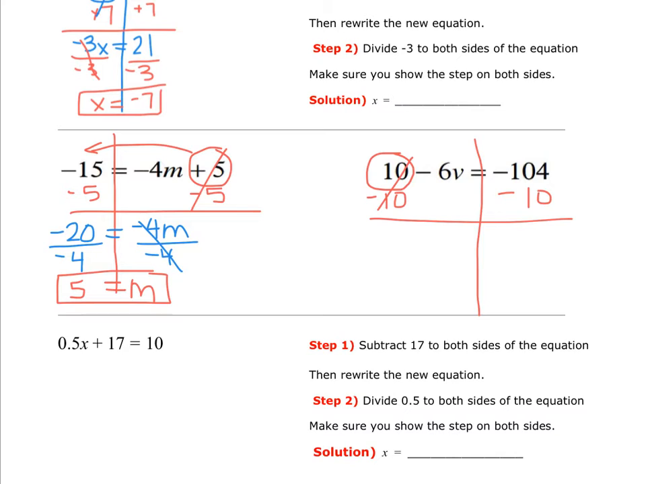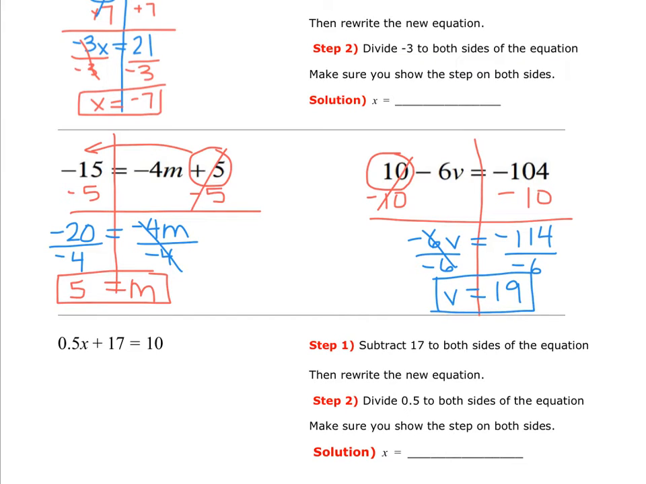Tricky part on this now. Some will bring down just the 6v, but if you ignore what I have crossed out, that minus sign is your -6v, and that is still there. So you need to bring down that -6v equals, do your subtraction. So -104 minus 10 is actually going to give you a -114. From here, you need to divide both sides by the -6, and when you do that, you will end up with v equals 19.